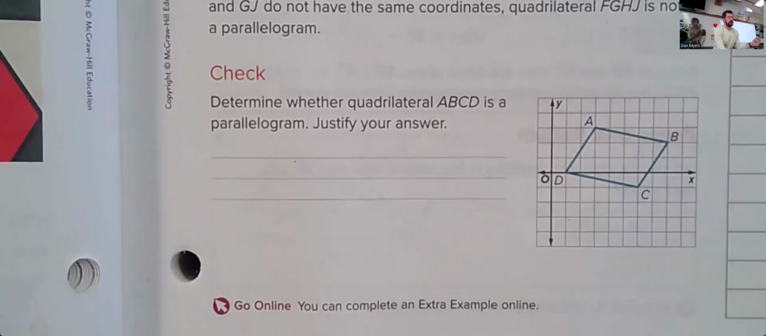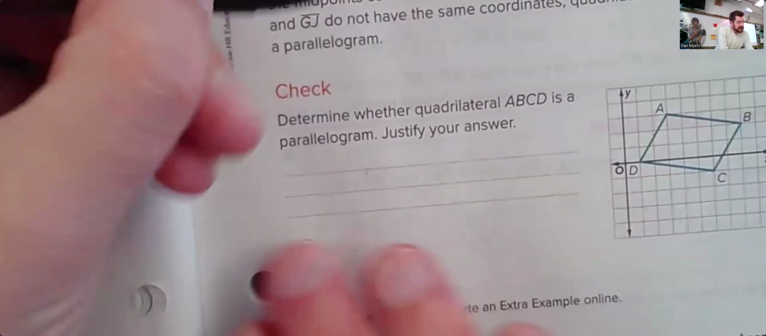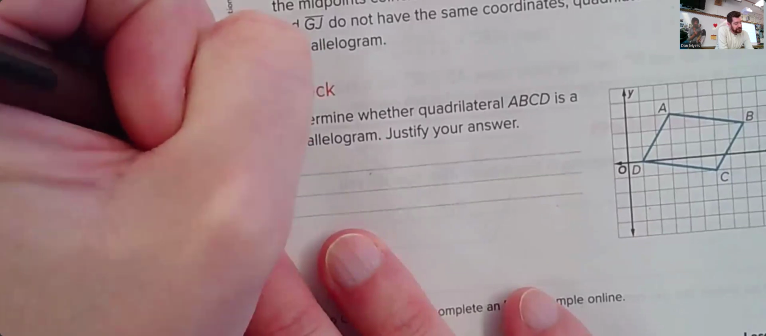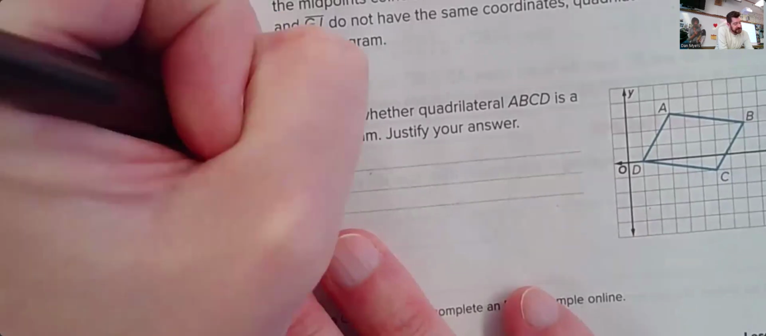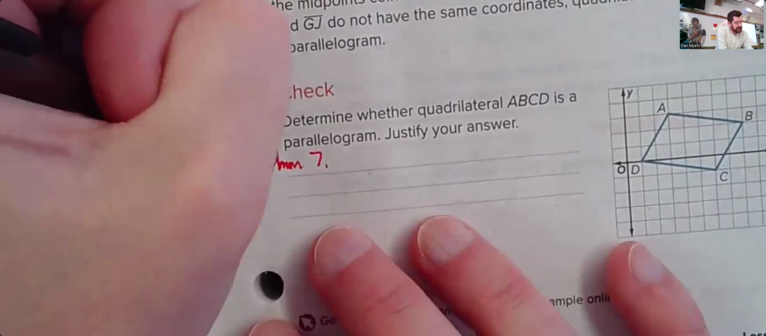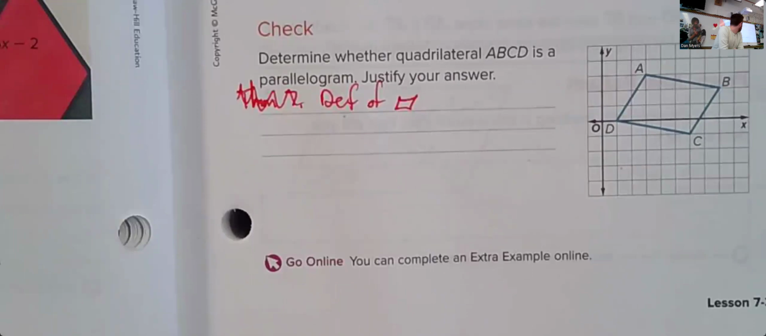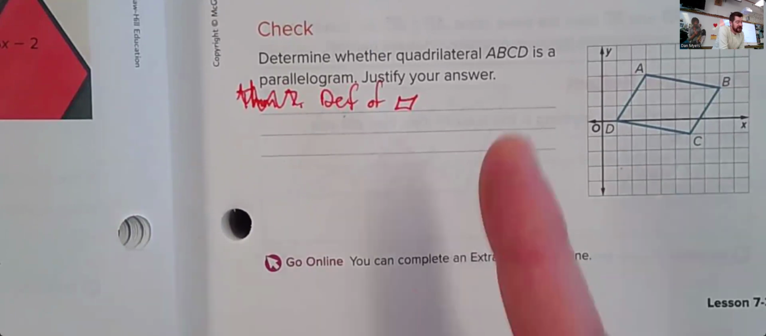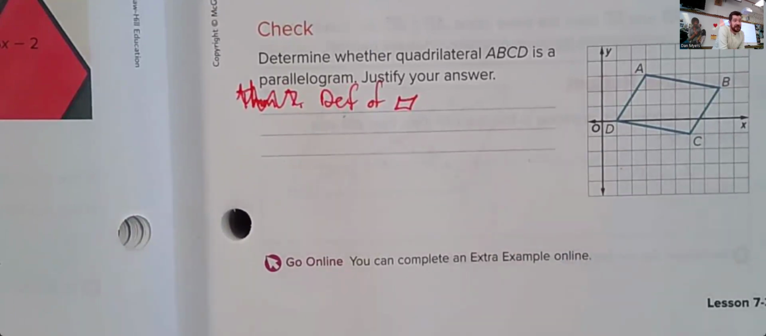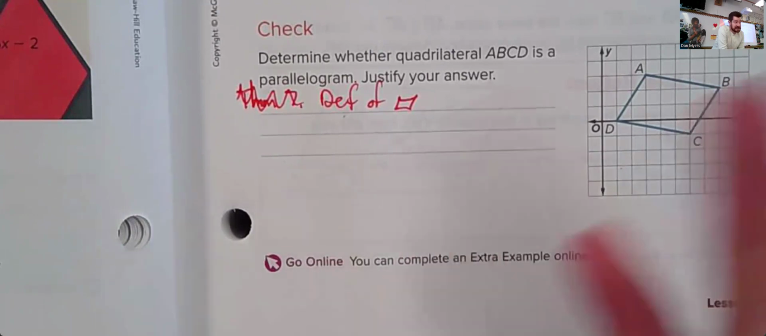So here we go. Write this down first. Actually, that's not even a theorem. We're just going to be using the definition of parallelogram. So determine if it's a parallelogram, and then it says justify your answer, so it says describe your method. Describing our method would just be using the definition of parallelogram. If opposite sides are parallel, it's a parallelogram.